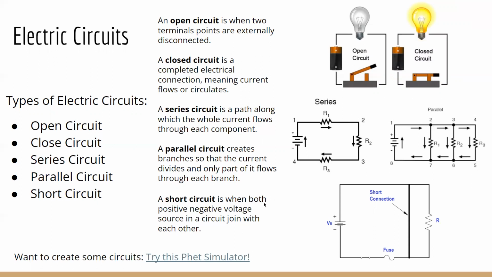A short circuit is basically when a positive and a negative voltage source in a circuit are joined together. This is what we do not want in a circuit. It'll create a spark or a blow in a circuit. It can be very dangerous sometimes, or most of the time actually.